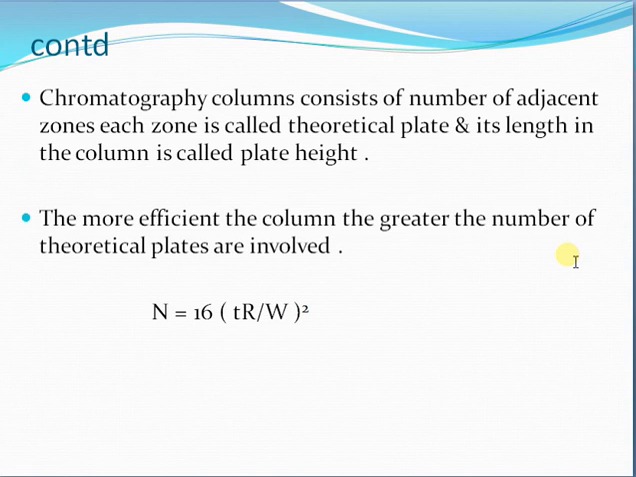Chromatographic columns consist of a number of adjacent zones. Each zone is called a theoretical plate and its length in the column is called the plate height. The more efficient the column, the greater the number of theoretical plates involved.